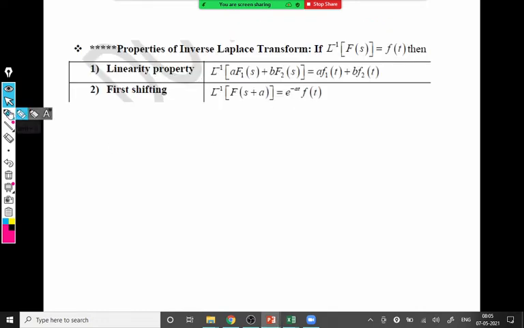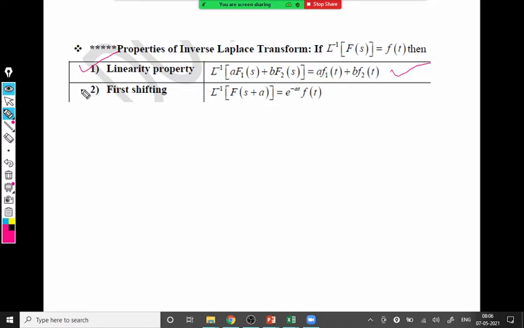Now the properties of inverse Laplace transform. Again, there is no new property, we use the same properties in a reverse way now. The first property for inverse Laplace: L inverse is also a linear operator. You observe L inverse of a F1 of s plus b F2 of s is a times L inverse of F1 of s plus b times L inverse of F2 of s, where L inverse of F1 of s is f1 of t and L inverse of F2 of s is f2 of t. You can take L inverse of addition as the addition of the L inverses. Okay, that way.